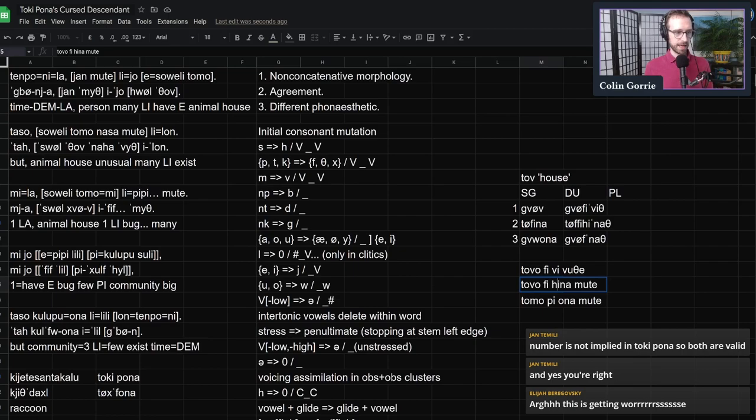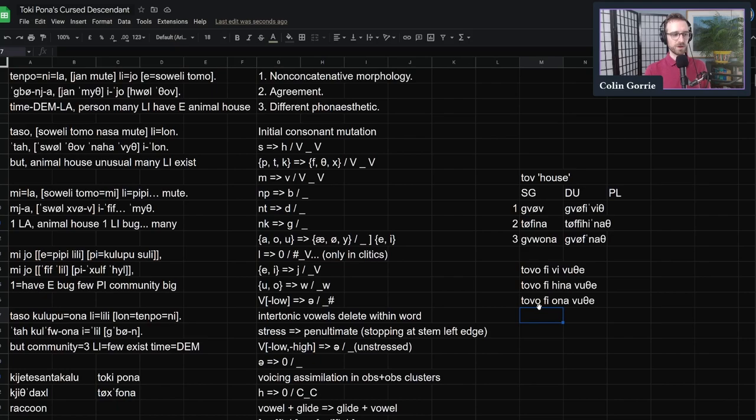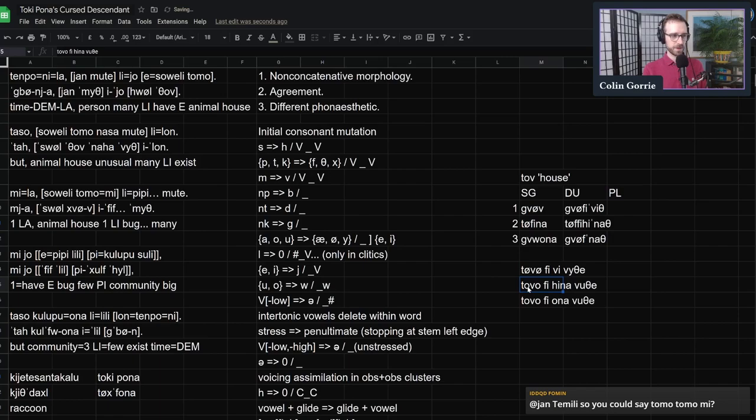Hina fu the, tovo fiona vu the. Tovo fi vi vu the, tovo fi hina vu the, tovo fiona vu the. Let's continue. Umlaut. Te ve fi vi vi the. Te ve fi hi na. Ooh, our first a. Vi the. Te ve fi ye na vi the. Vi the. Round those vowels, pal.